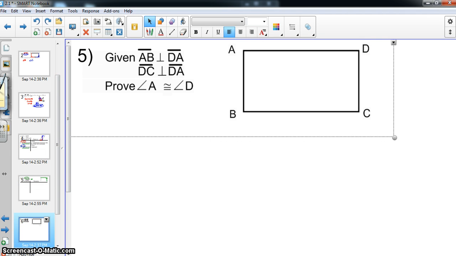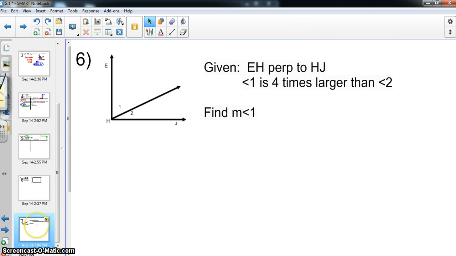I'd like you to use the two proofs that we just did to complete number 5. It's very similar to one of the proofs we just completed. And then complete number 6, which is an algebra problem based off of the algebra problem we just did with the ratio. Complete numbers 5 and 6. Come to class with those ready tomorrow, and we will discuss those at the beginning of class. And this concludes the section on perpendicularity.